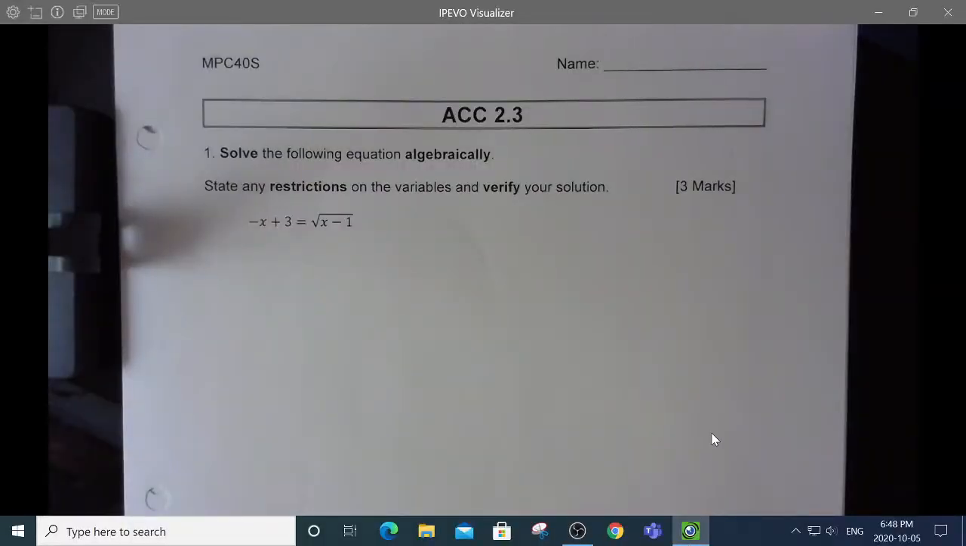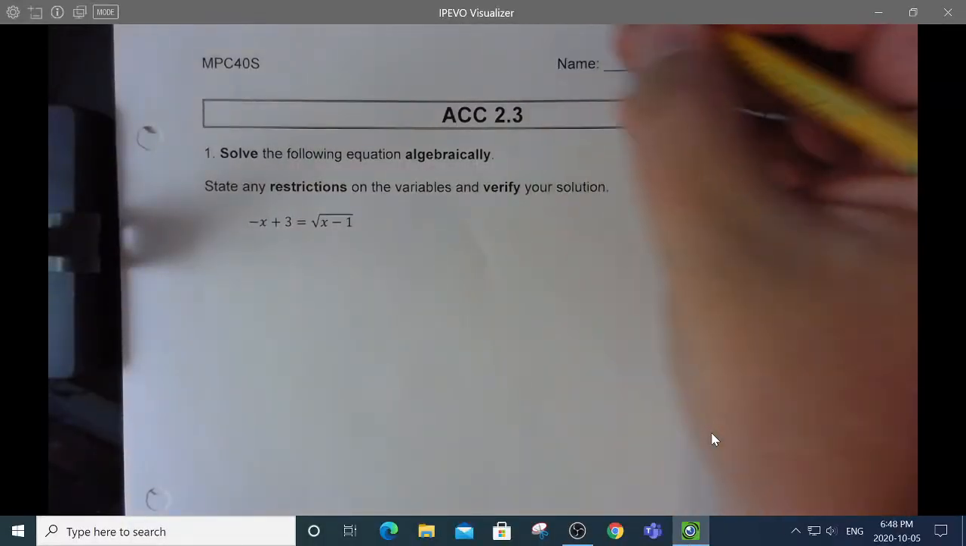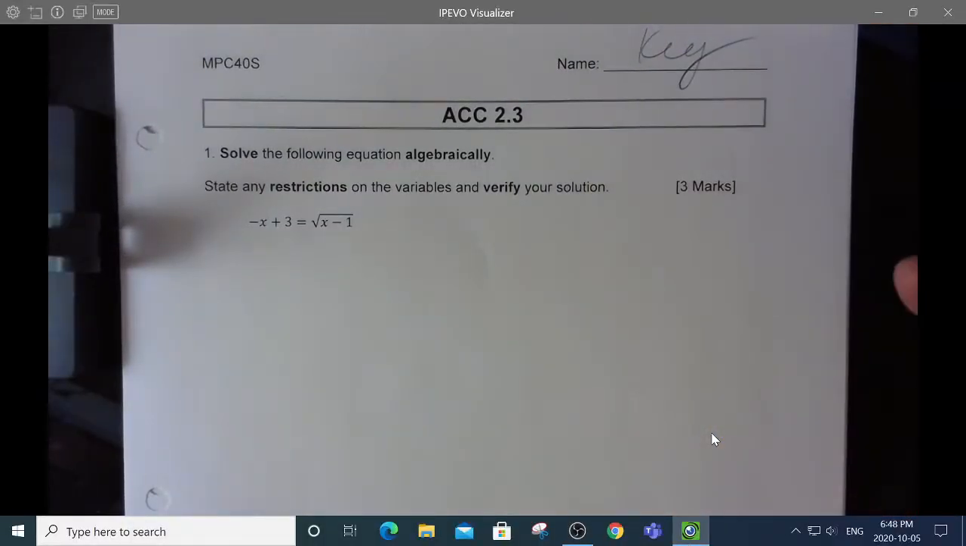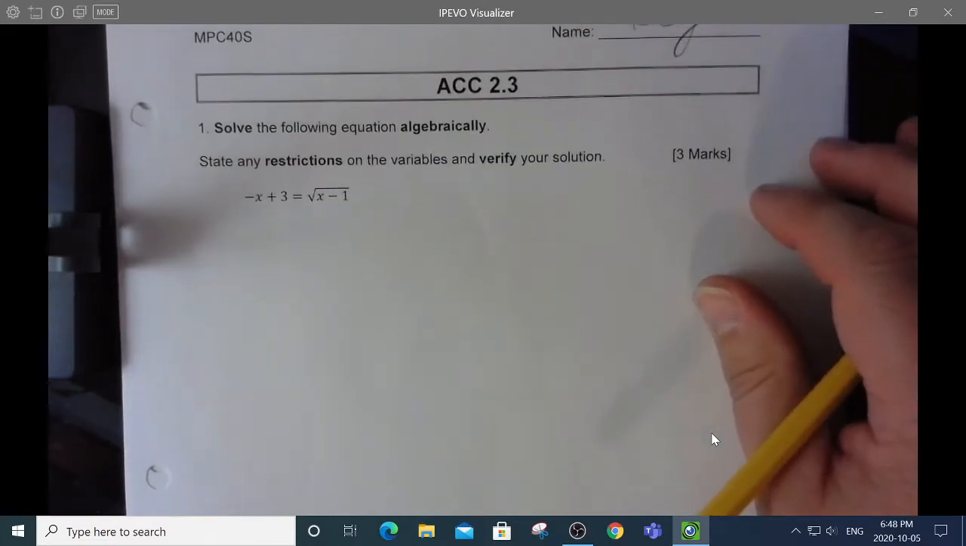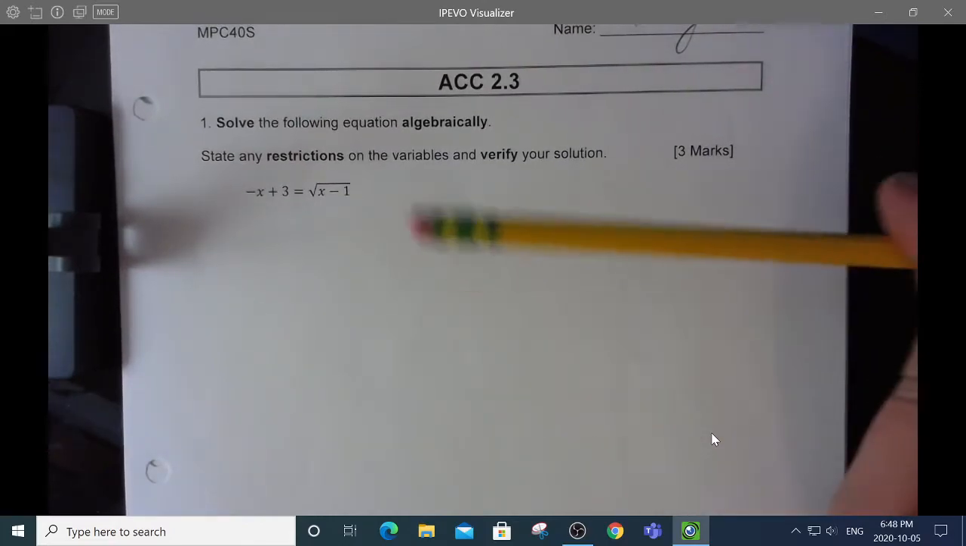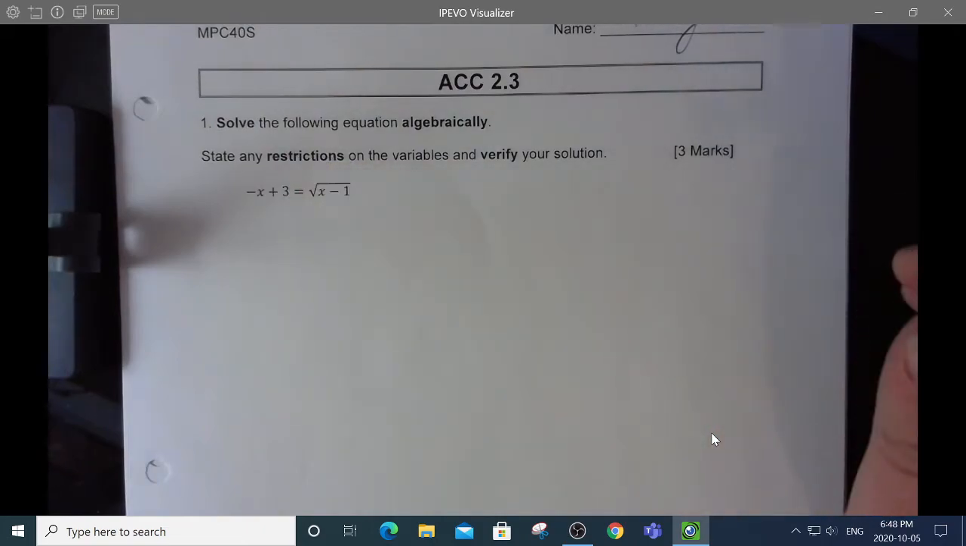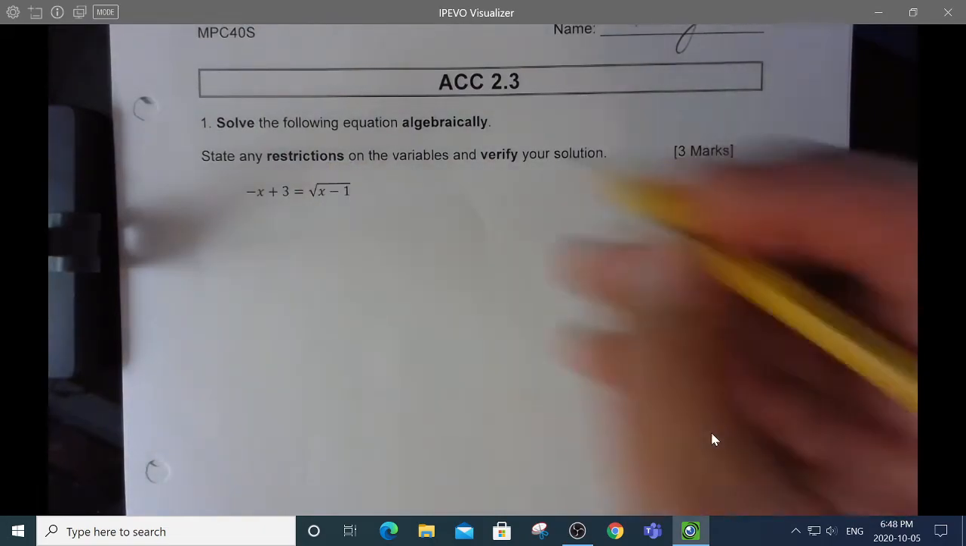Hey people, this is my second attempt at a video for this ACC for Chapter 2.3 for my grade 12 pre-cal students. Alright, let's see. Before I even start solving this algebraically, I think I'll do the restrictions first. So let's see, what are my restrictions?